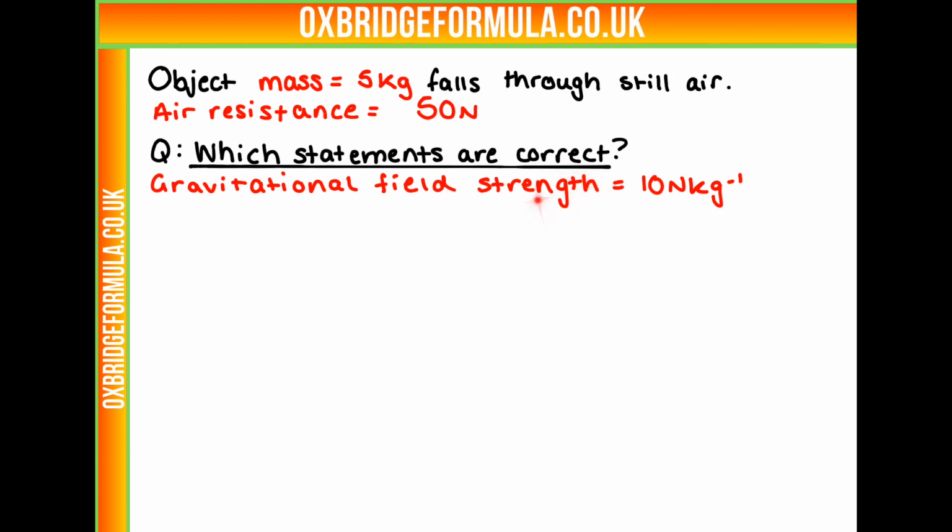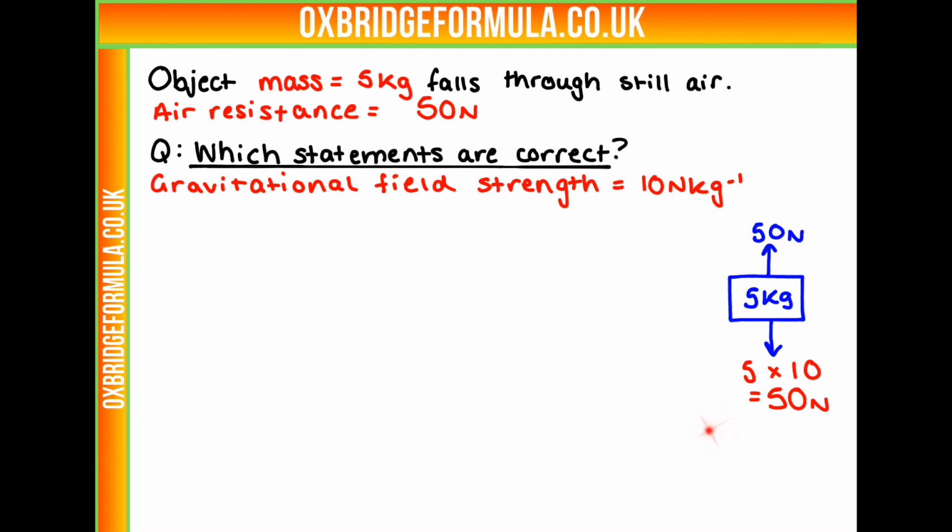So before we look at any statements, what I like to do in these sorts of questions is just draw a little force diagram, to make things in the future easier to work out. So here is our object. We know it's got 5 kilograms of weight. The air resistance is 50 newtons. What is going to be our downward force? Well, that's just going to be our weight. So to calculate that, we have to do our mass times our gravitational field strength. So that's 5 times 10, or 50 newtons of weight pulling us down.